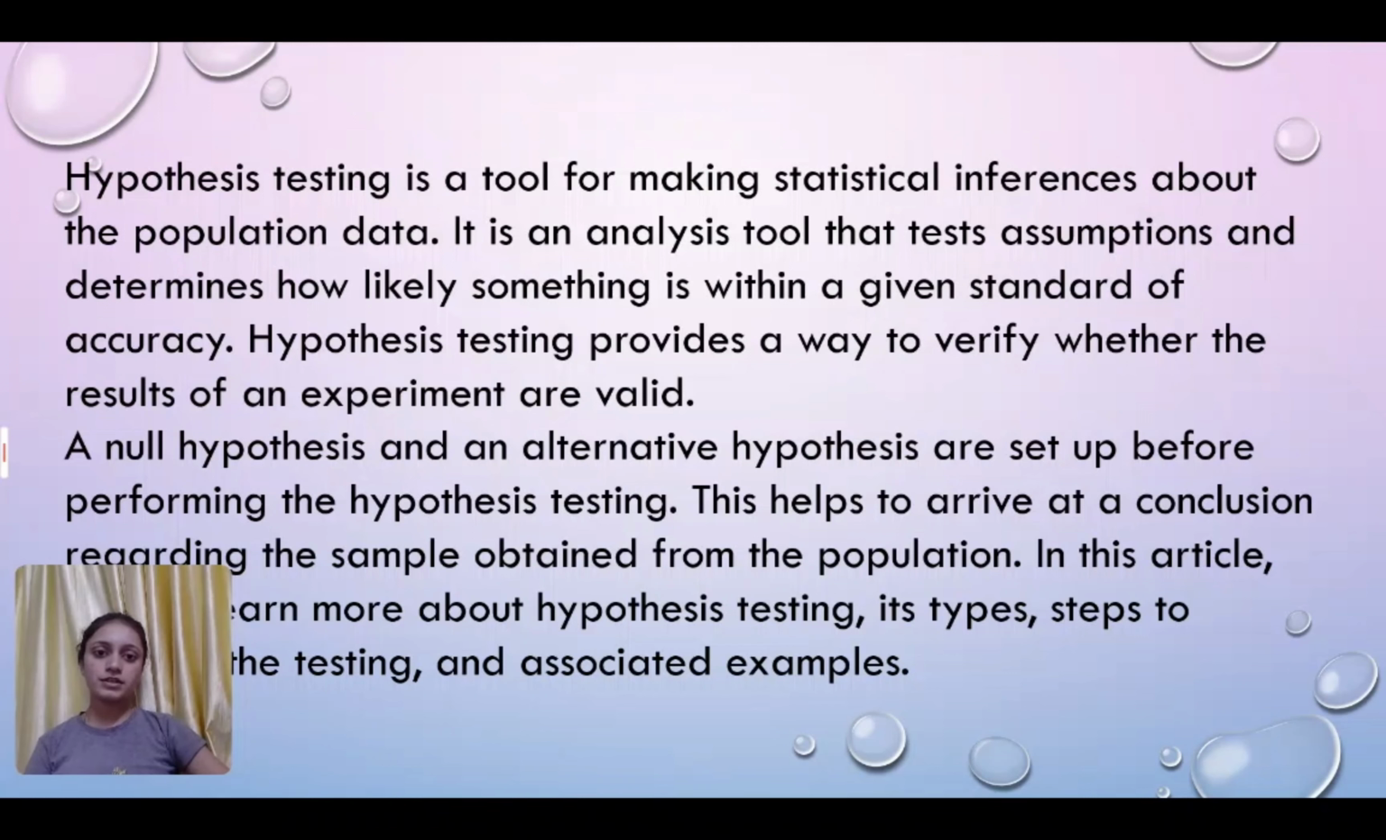A null hypothesis and an alternative hypothesis are set before performing the hypothesis test. This helps to arrive at the conclusion regarding the sample obtained from the population. In this article, we will learn about hypothesis testing, its types, steps to perform the testing, and an example.